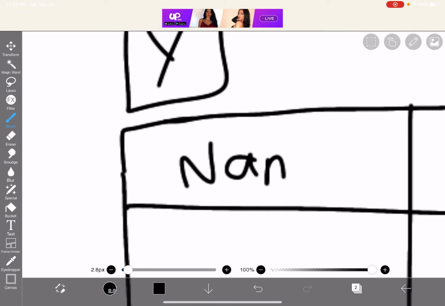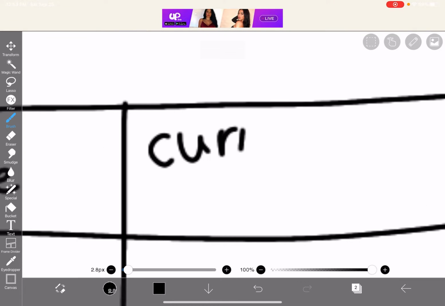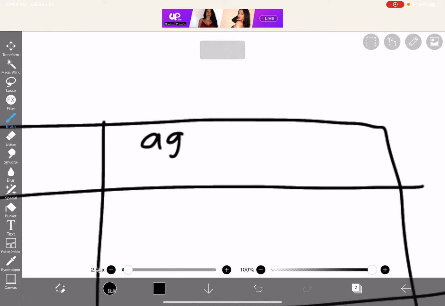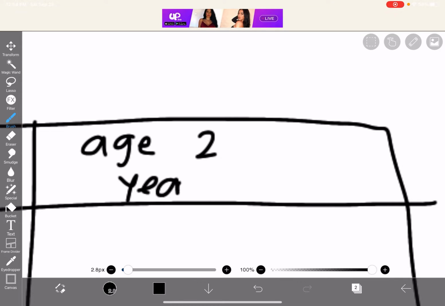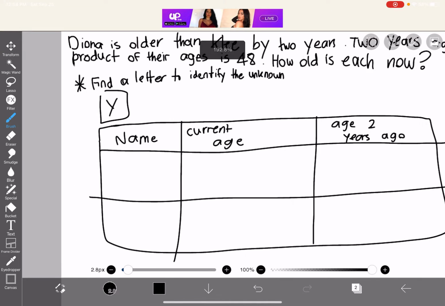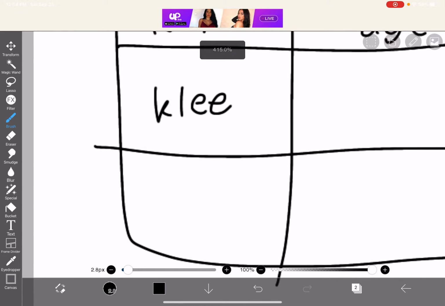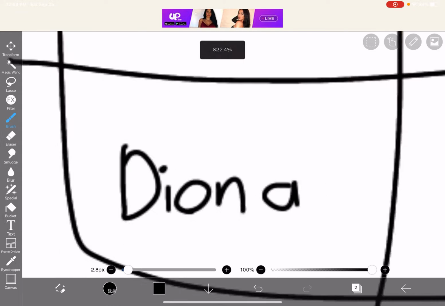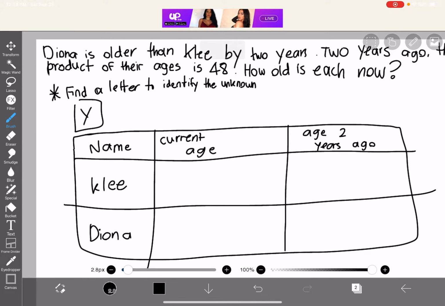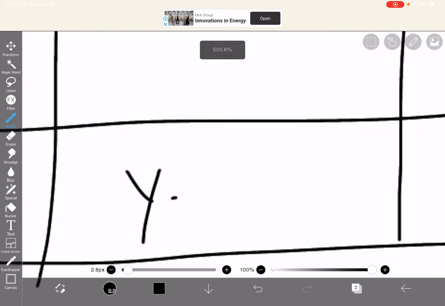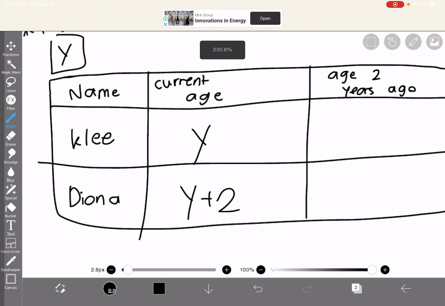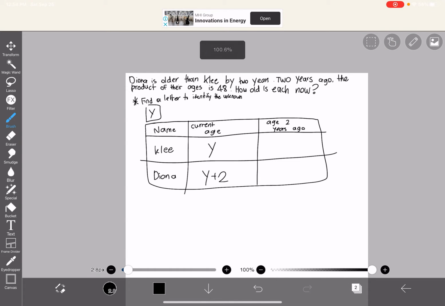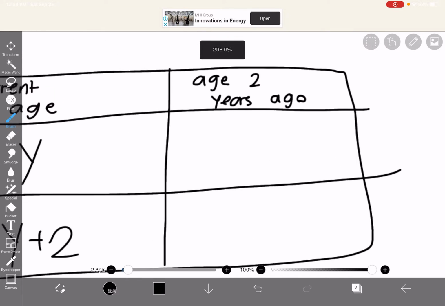Name, current age, 2 years ago. We have Klee and Diona, which were featured in the problem. Diona is older than Klee by 2 years, which is Y plus 2. And Y. We're using Y since the letter that we're going to be using for this problem is Y. You can use any variable, I just want to try changing it for once.